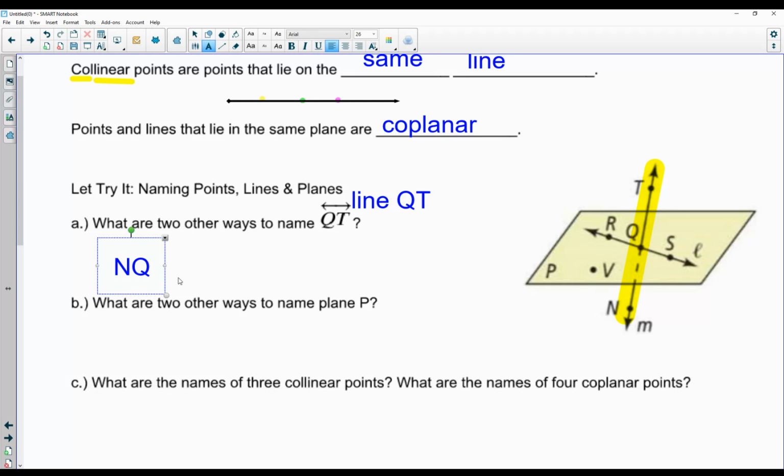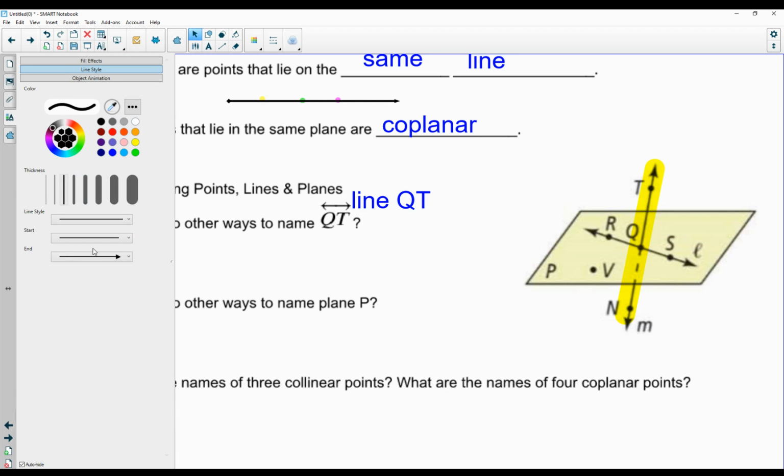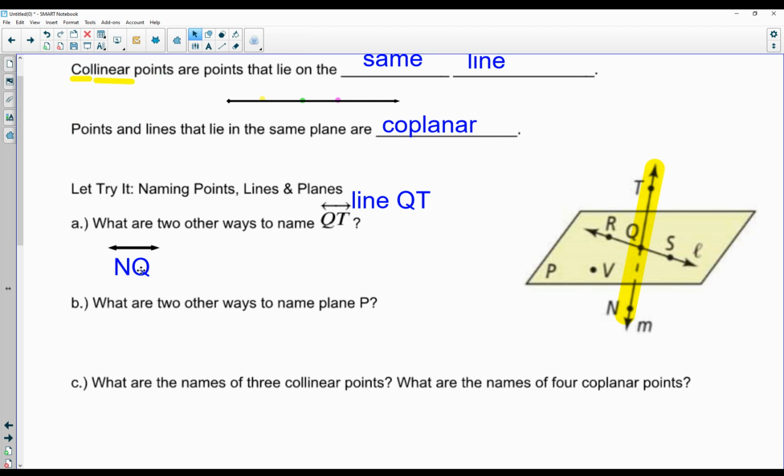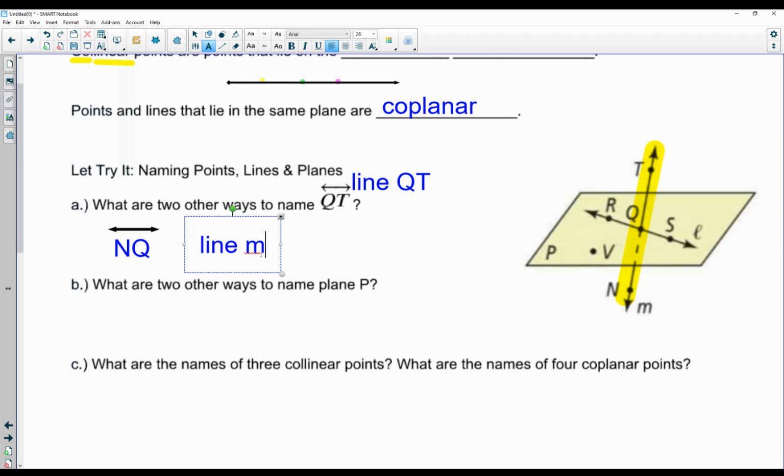NQ, but I have to add an arrow on top, and it has to be an arrow both ways. So make sure you have an arrow on both sides, just like that. And then the other way is I'm going to use this lowercase letter right here, and I'm going to call this line M. There you go. So we use 2 points on the line, and then we also use the lowercase letter, line M.